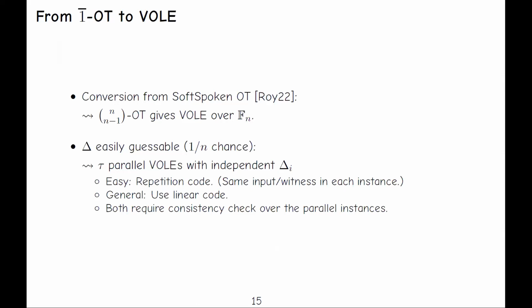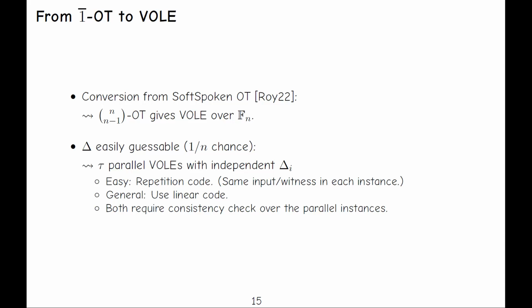Now with this vector commitment, we need to instantiate the VOLE. For the VOLE, we use, as I said before, the soft-spoken VOLE transformation from all-but-one OT to VOLE, and we get a VOLE over F_n. Now, due to this communication trade-off, n has to be small. So our delta would also be only small. This means this is not secure enough for our purpose.